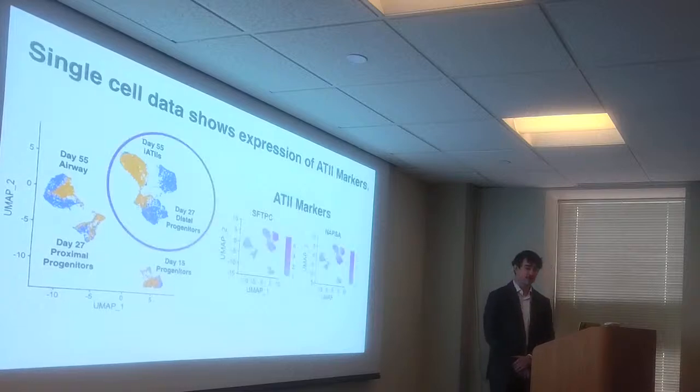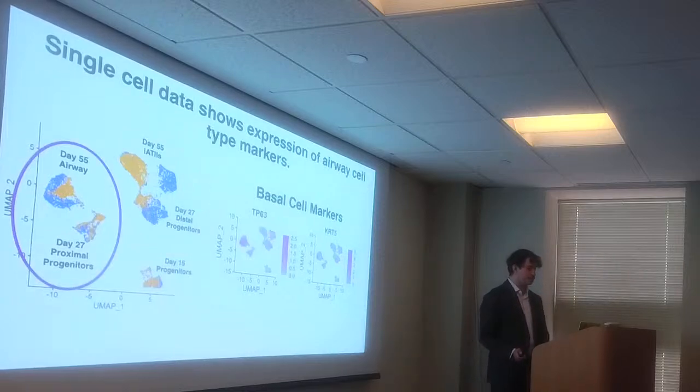Then, when looking at some type 2 cell markers, we see surfactant protein C and NAPSA here, expressed specifically in our distal. Also, you'll start to see some differences between mutant and corrected cells that I'll get into in a little bit. Then when showing expression of markers associated with airway lineages, we have basal cell markers here, including P63 and keratin 5, that are nicely upregulated in our airway conditions.